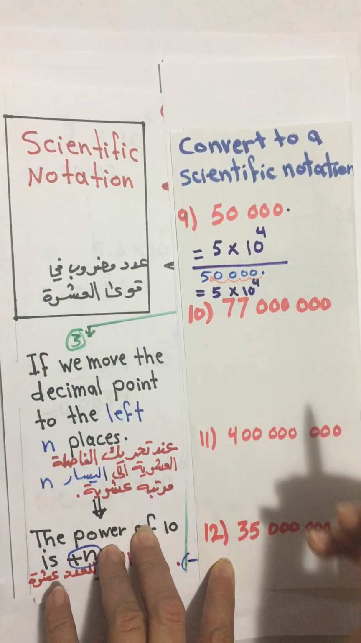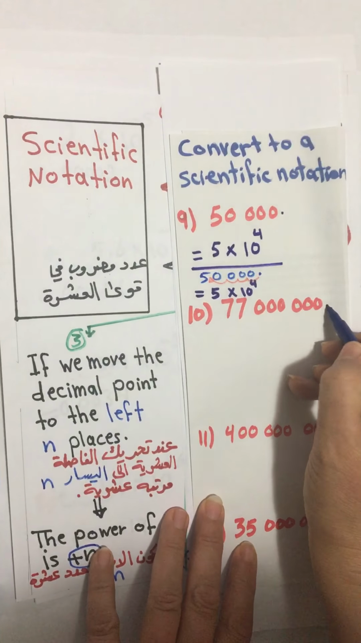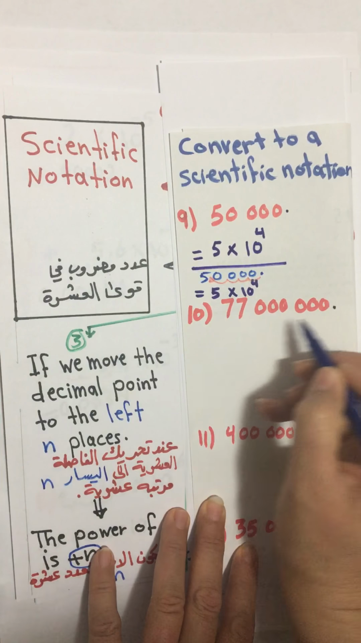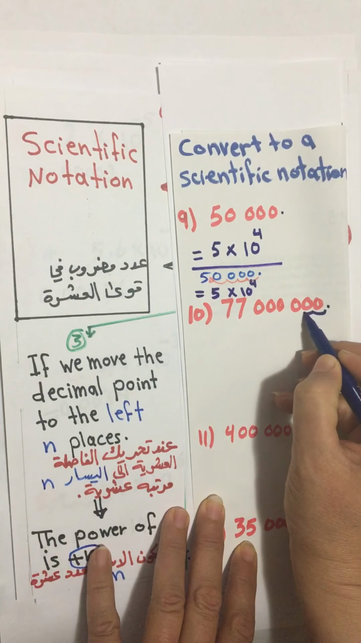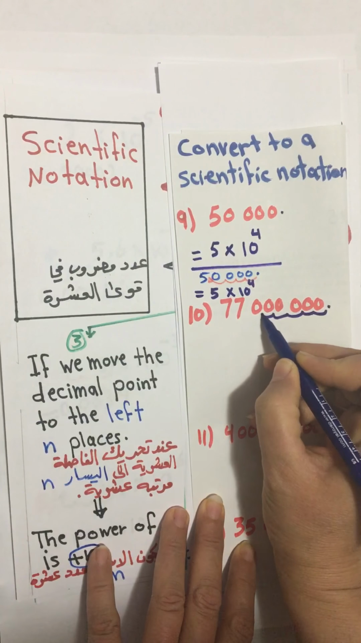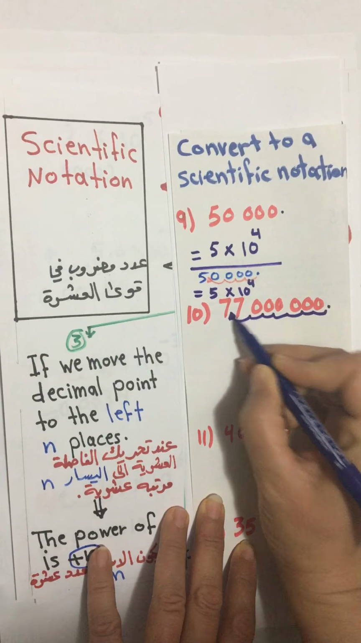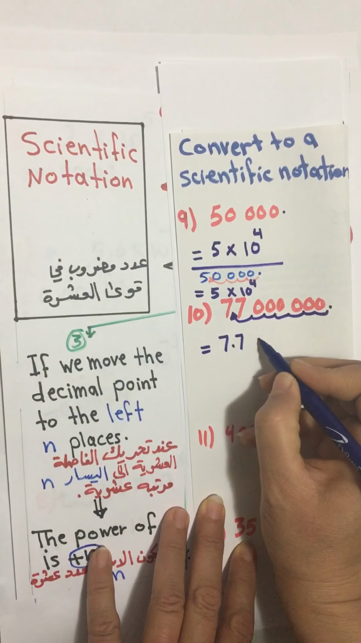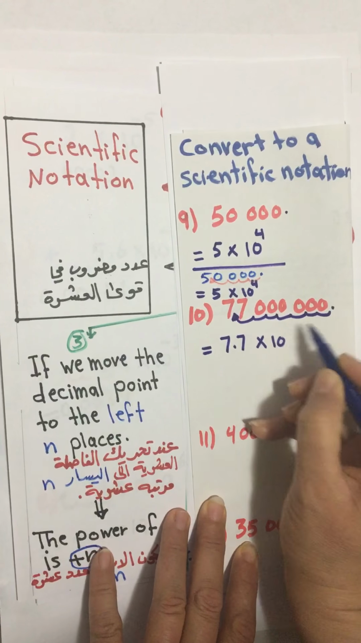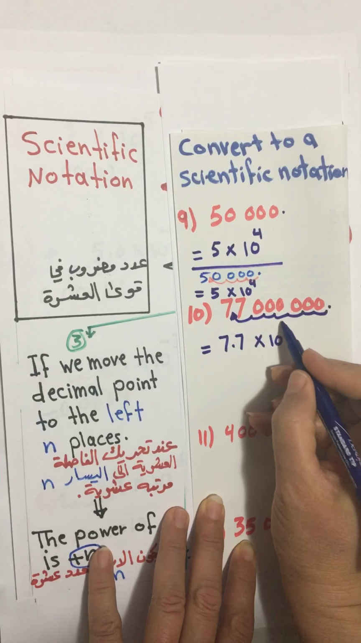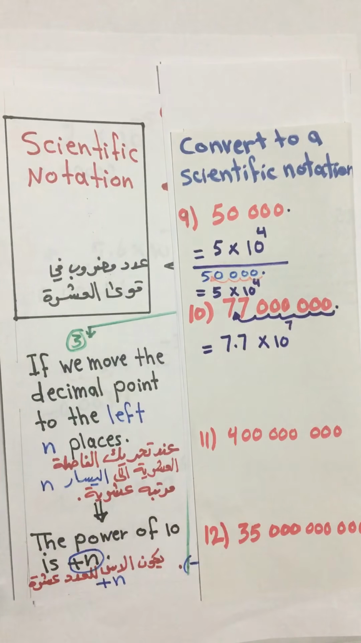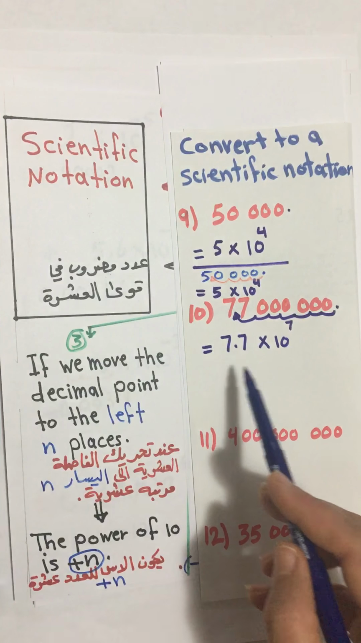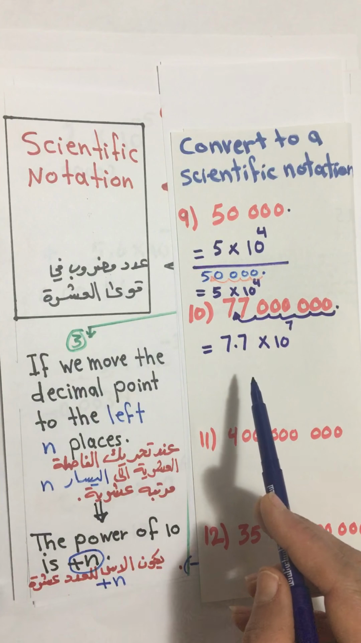77 million. So the decimal point is right here, and I'm going to move the decimal point to the left 1, 2, 3, 4, 5, 6, 7 places. So the answer is going to be 7.7 times 10 to the power 7.